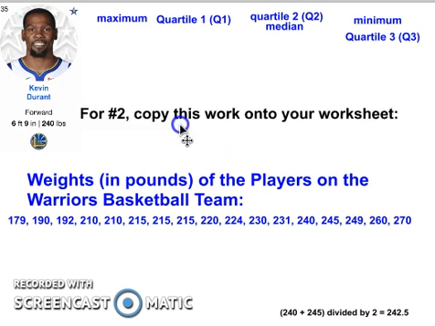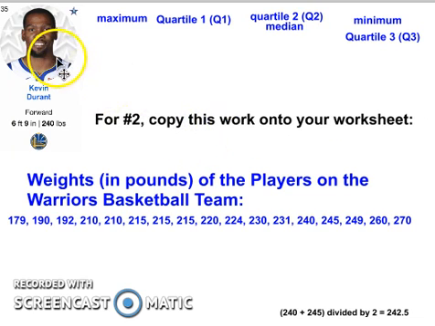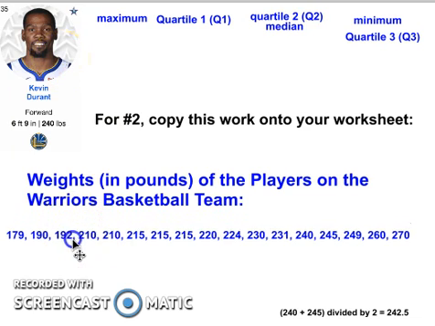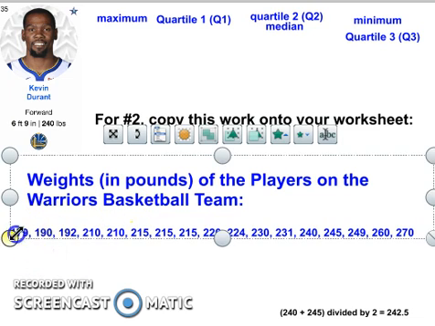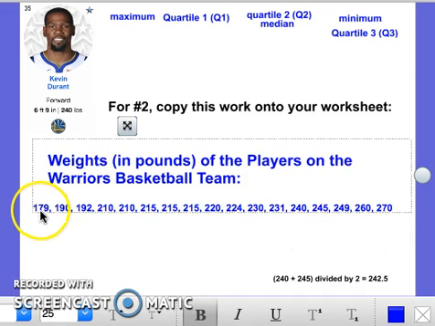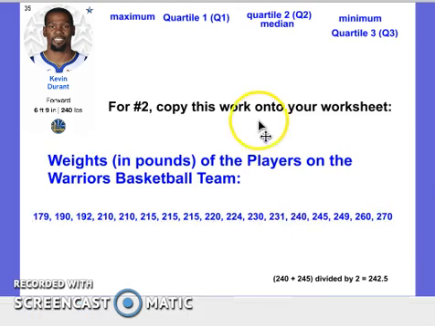So we're going to talk about number two. And what I did was I went on NBA.com and I wrote down all the different weights of each player on the Golden State Warriors basketball team. So this is how much every single player on the Warriors team weighs, okay? So the smallest player is 179 pounds, and the biggest player on the team is 270 pounds, okay?